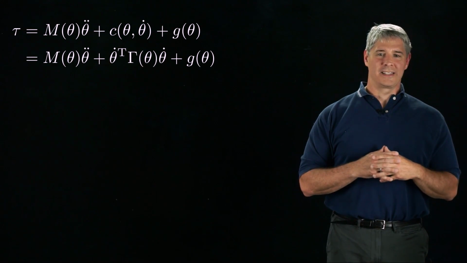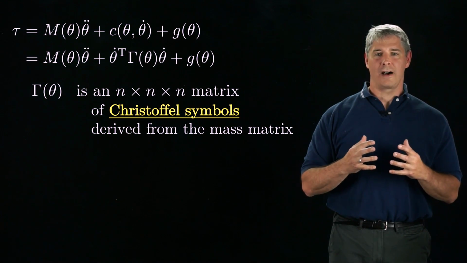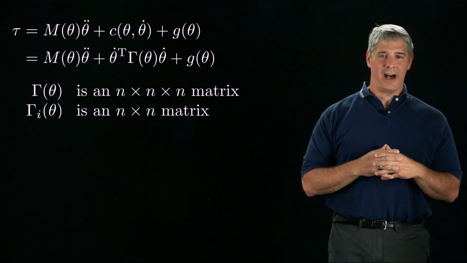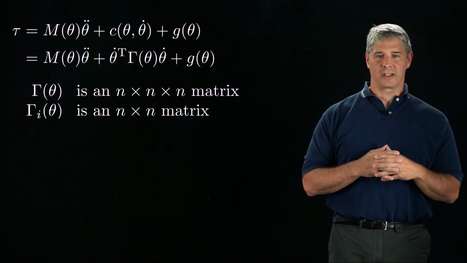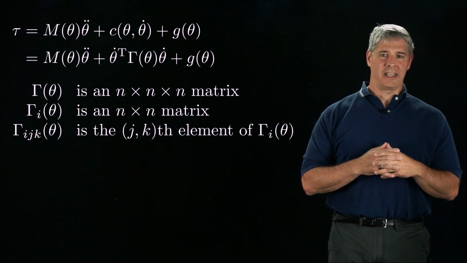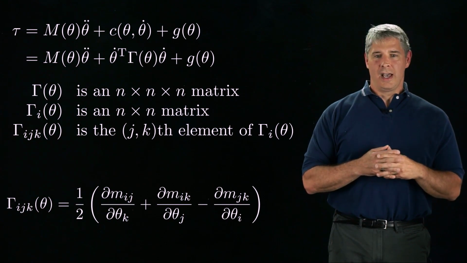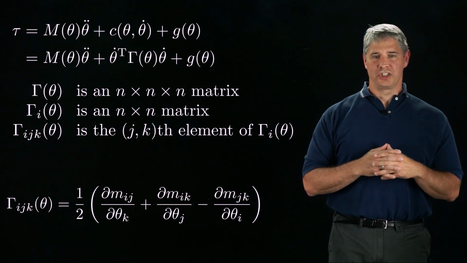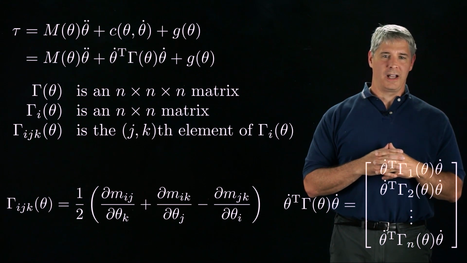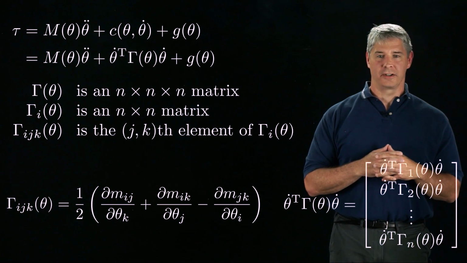You can think of gamma as a three-dimensional n by n by n matrix whose entries are called the Christoffel symbols of the mass matrix. Viewed this way, gamma sub i is an n by n matrix constructed of components gamma i, j, k. The Christoffel symbols gamma i, j, k are calculated from derivatives of the mass matrix with respect to the joint variables, and the velocity product vector can be calculated as shown here. Although this looks complex, the main point is that the velocity product term can be written explicitly as a quadratic in the joint velocity vector.